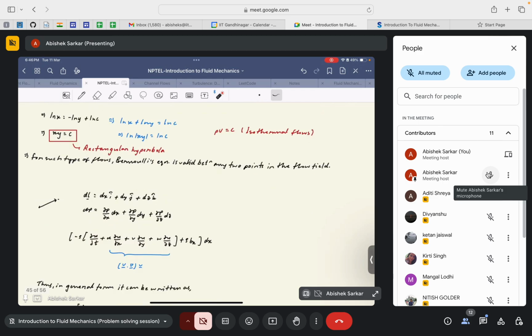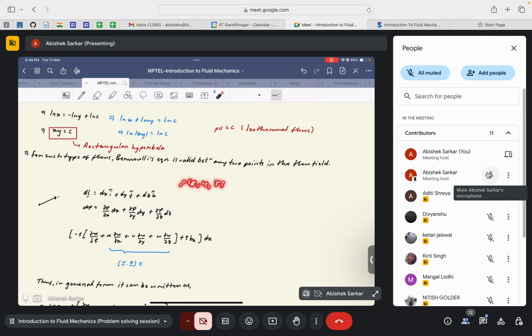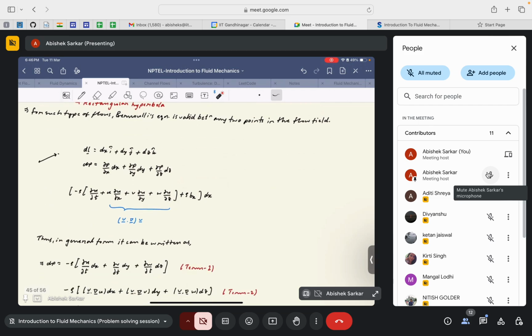Okay, so let us consider a particular line element as dl equals dx i cap plus dy j cap plus dz k cap. Then, if p is a function of x, y and z, dp will be given by dou p by dou x dx plus dou p by dou y dy plus dou p by dou z dz. Okay, and the advective term, or the advection term, basically the acceleration or inertia term, is given by this particular expression. It's basically the right hand side of the equation. It is minus rho times dou by dou t plus u dou by dou x plus v dou by dou y plus w dou by dou z, plus rho bx dx. Okay, it's along the x direction.